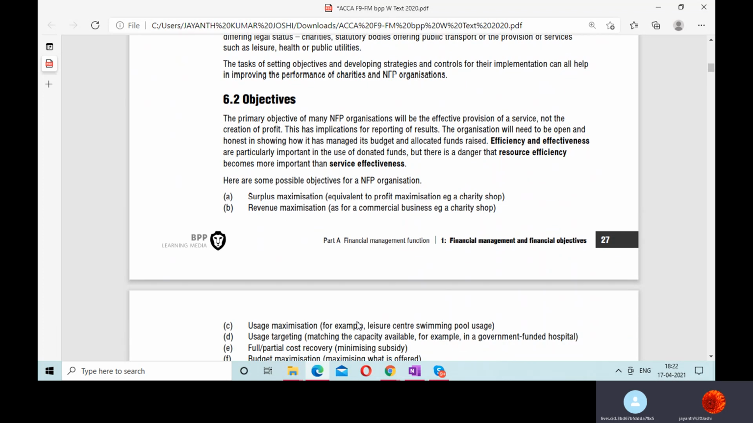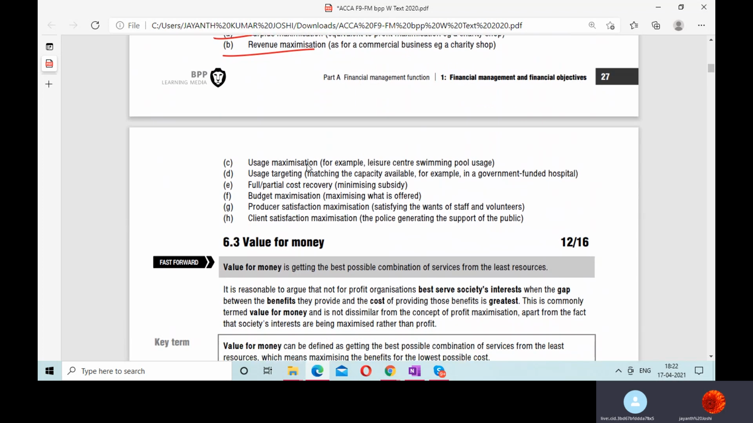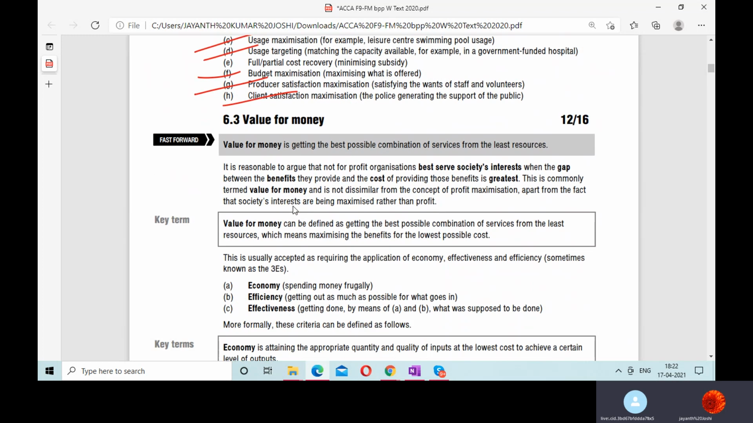So objectives, I've already said that these organizations want to maximize surplus, maximize revenue only for the society again. Maximum utilization of resources, reaching the targets and budgets. They should try to make good budgets and satisfy the wants of the staff and volunteers, and client satisfaction maximization. Then again, what is value for money? I'll say triple E should be there for value for money. That is economy, effectiveness, and efficiency.